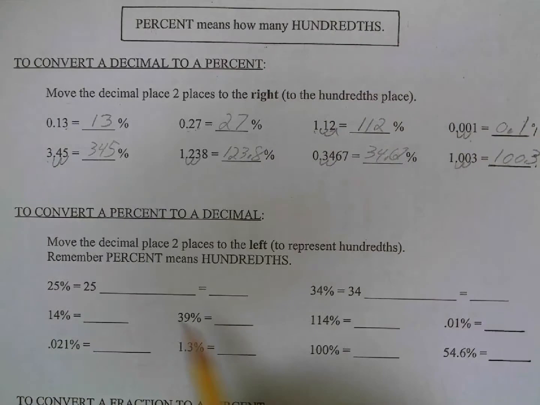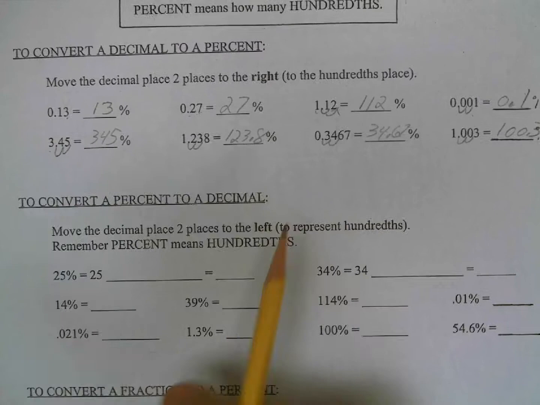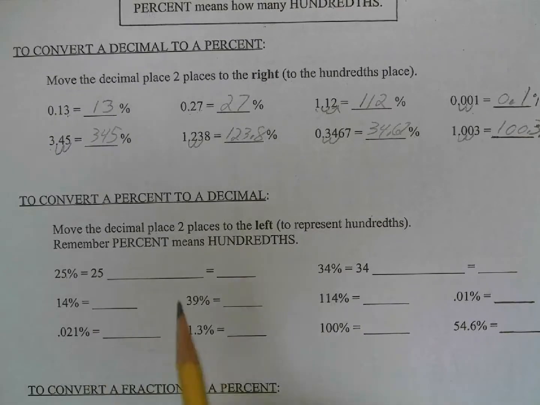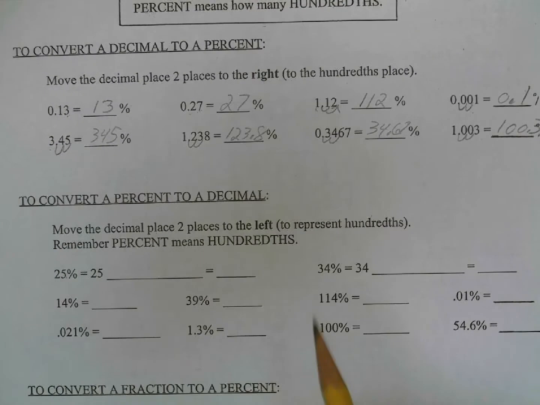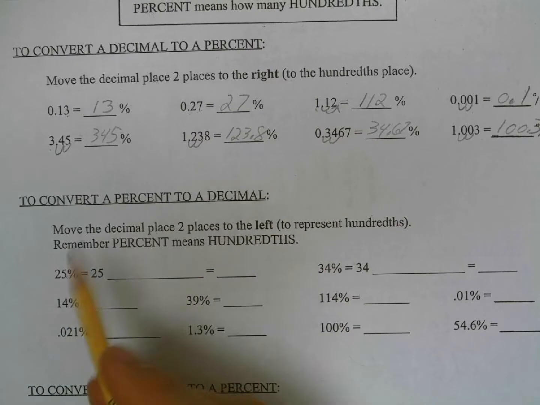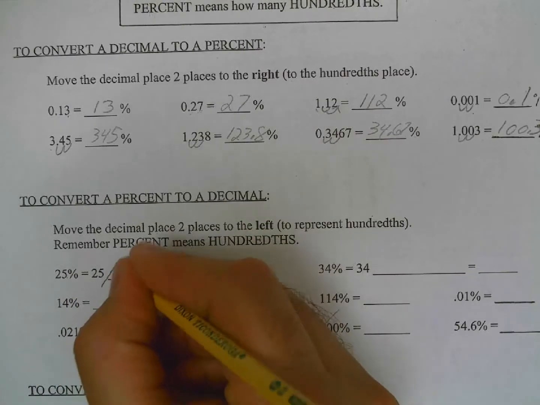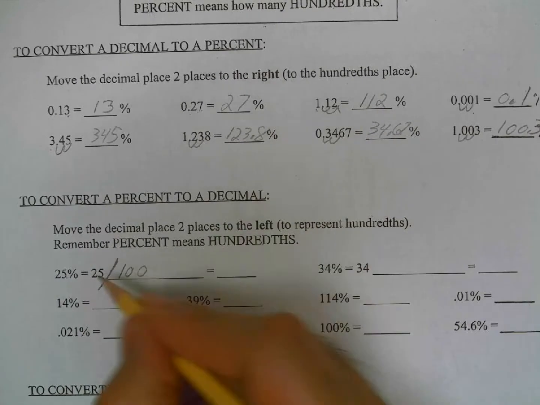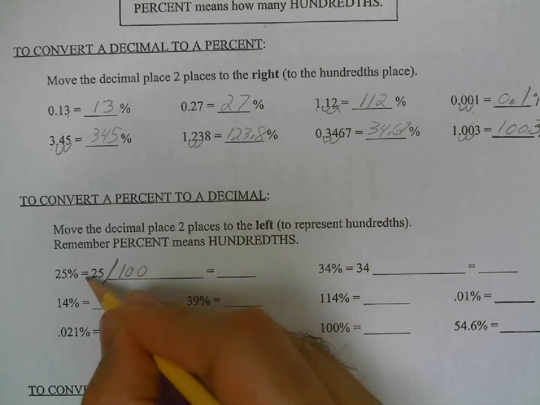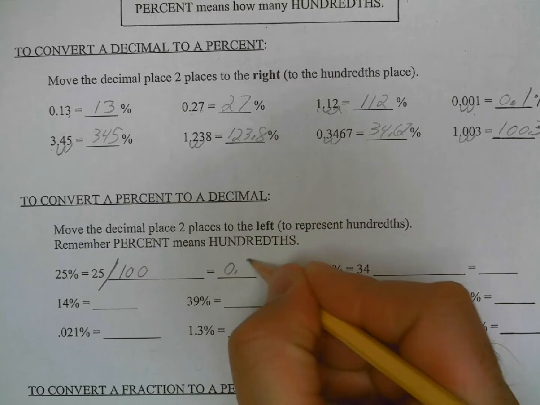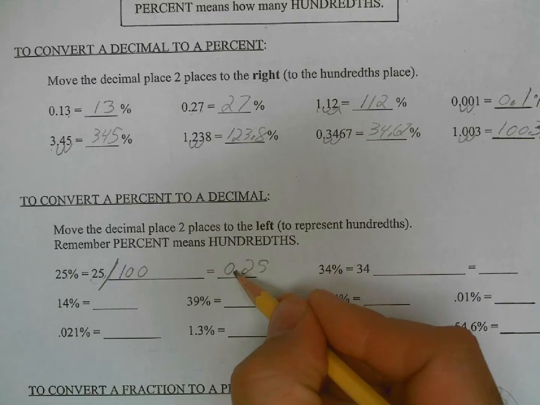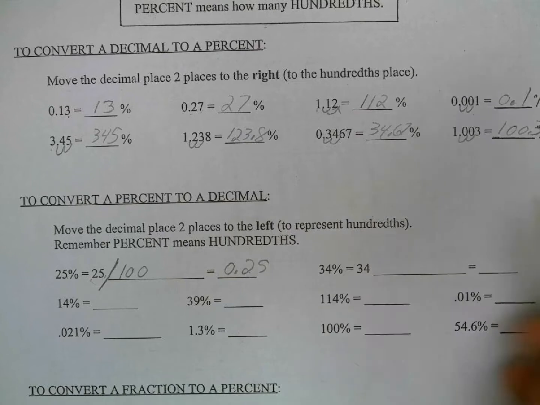100.3%. All right? Now, if we're going to go opposite, from a percent to a decimal, we're going to move it 2 to the left. So this right here, 25% means 25 out of 100, right? 25 out of 100. So if I move that 2 to the left, I get 0.25. 1, 2. The decimal's in front of the 2.